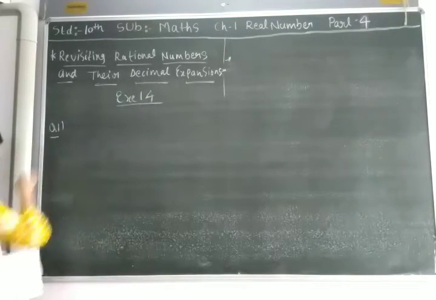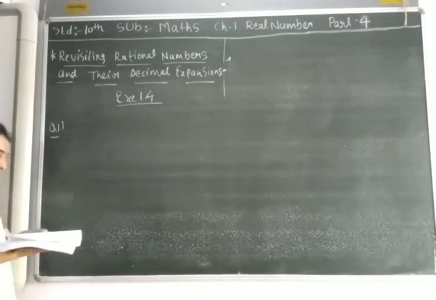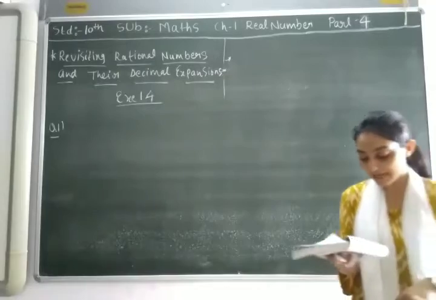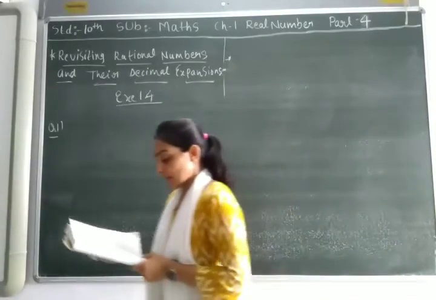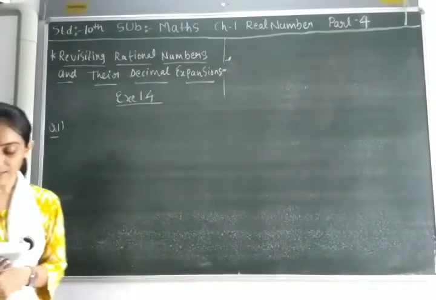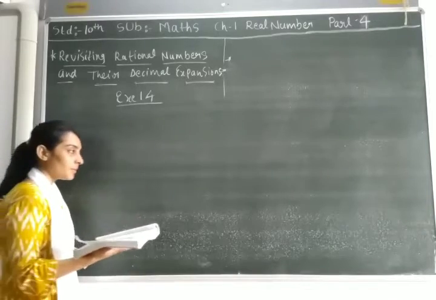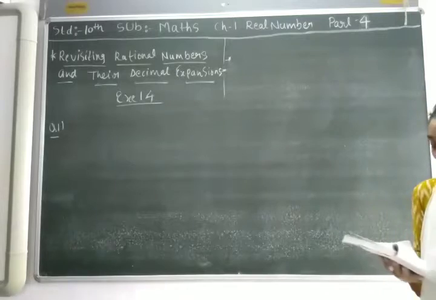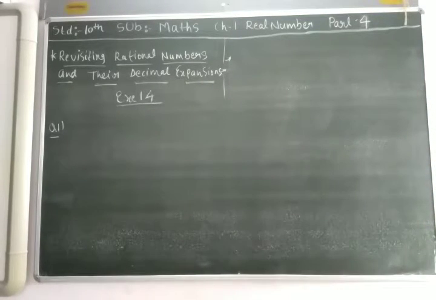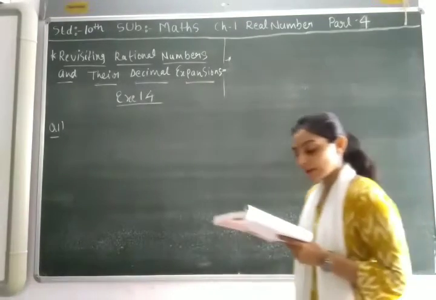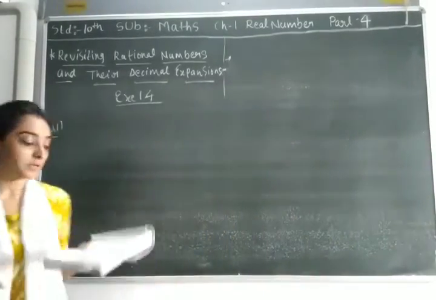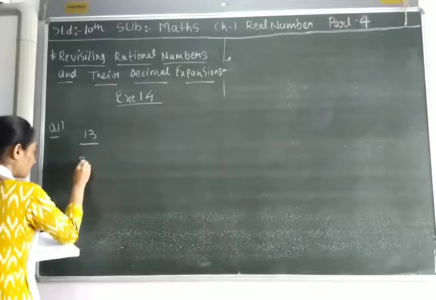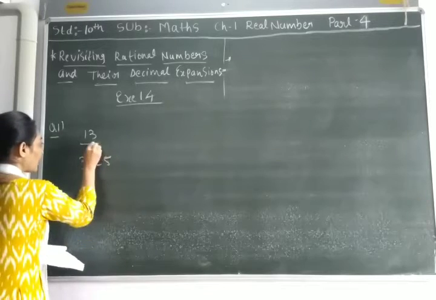Question number 1. Without actually performing the long division method, state whether the following rational numbers will have a terminating decimal expansion or a non-terminating repeating decimal expansion. So we are just talking about that without performing long division. The first question is 13 over 3125.